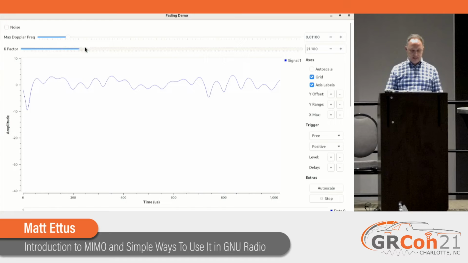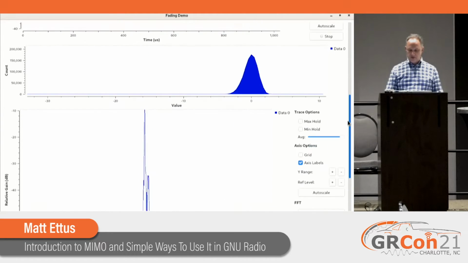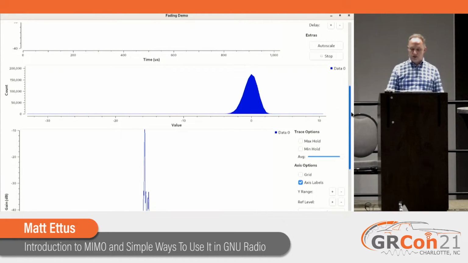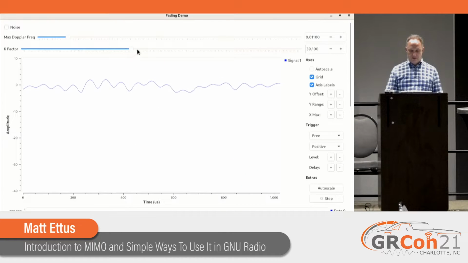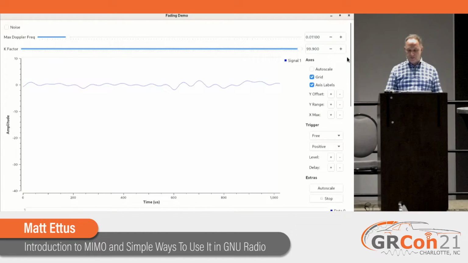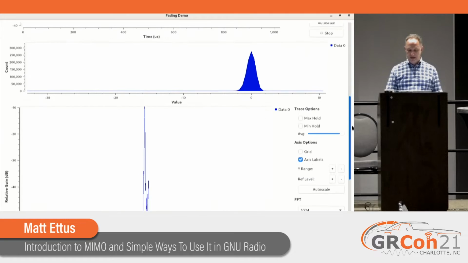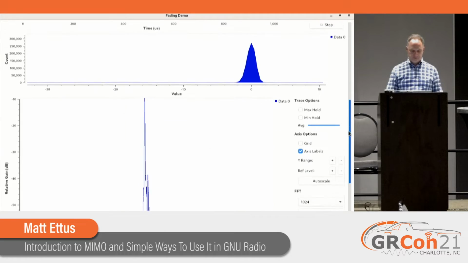As we increase the K factor, you can see that distribution narrows. It's still centered around 0, but it now doesn't get as great on the high side and doesn't get as bad on the low side. And of course, if we make it a super high K factor, we basically don't have much multipath, and you can see it gets pretty narrow.